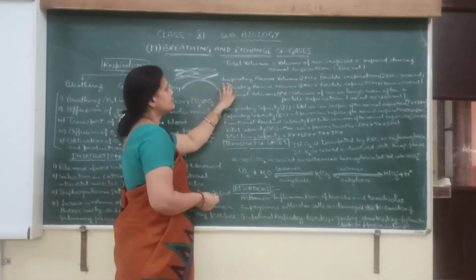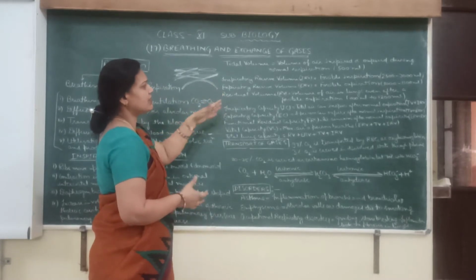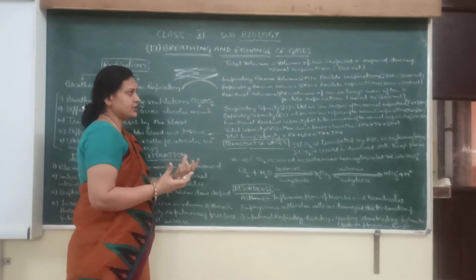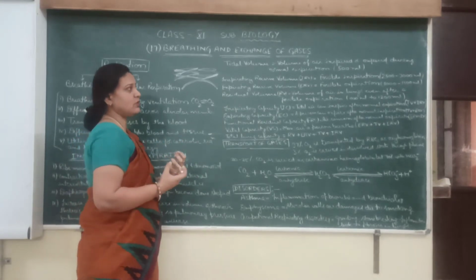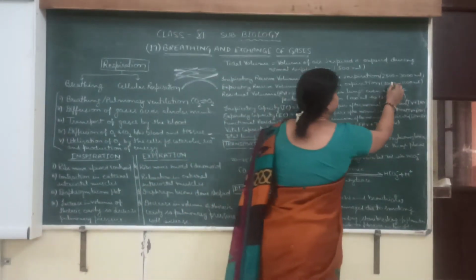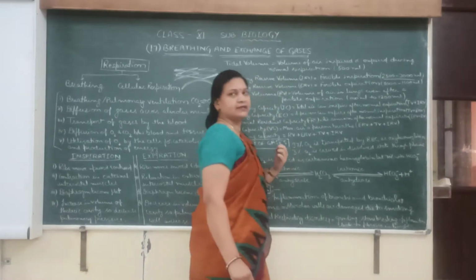The second is inspiratory reserve volume, IRV. Inspiratory reserve volume is the forcible inspiration. During meditation, we inspire forcibly. So after forcible inspiration, the capacity is only 2500 ml to 3000 ml.